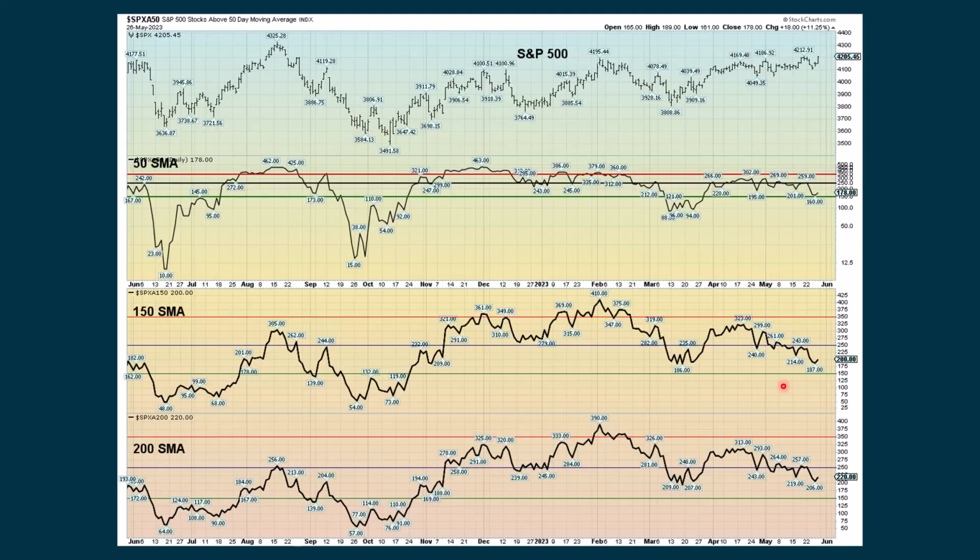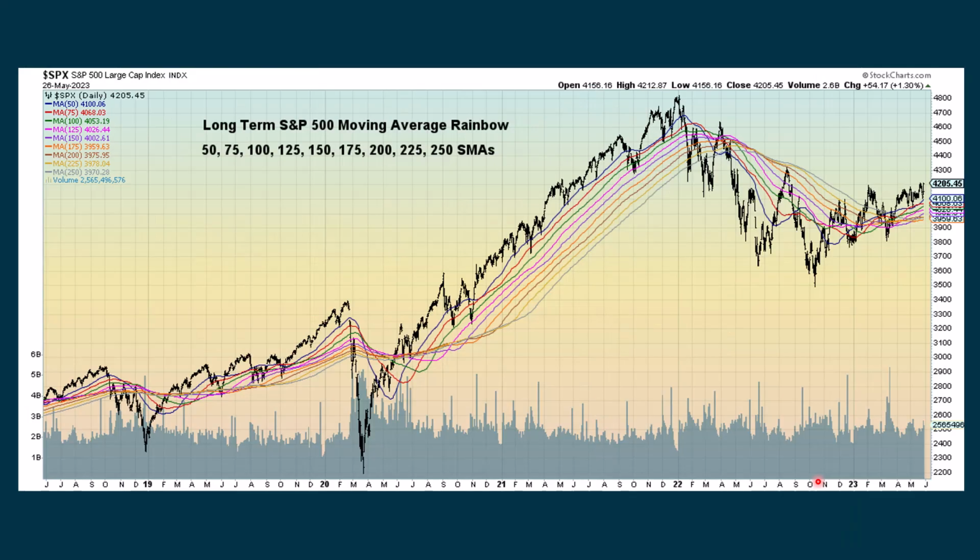Longer term charts. This is a long-term moving average study. We have a 50 period on the top. That's used for reference. And then a 150 and 200. When we're below this 250 level, that's negative, but we are showing some improvement on both the 150 and 200 period simple moving averages. Here's a long-term moving average rainbow going from 50 periods up to 250 periods, and we're above all the plotted moving averages.